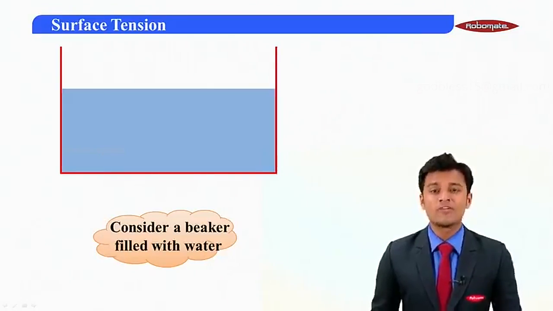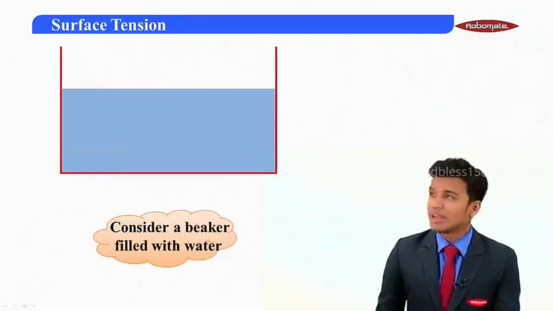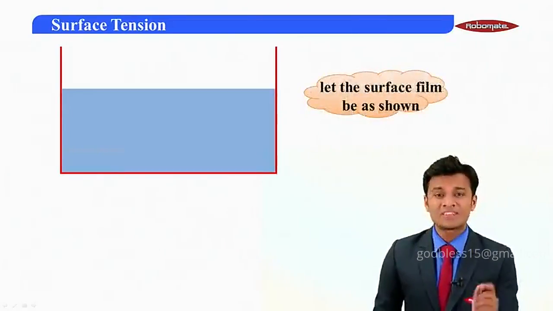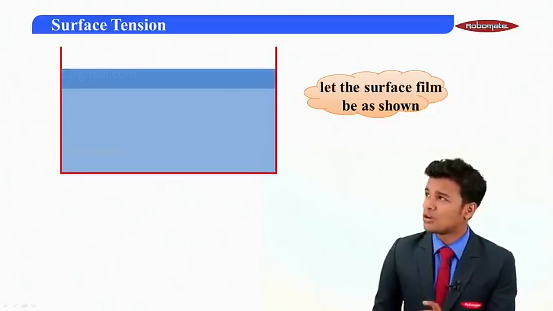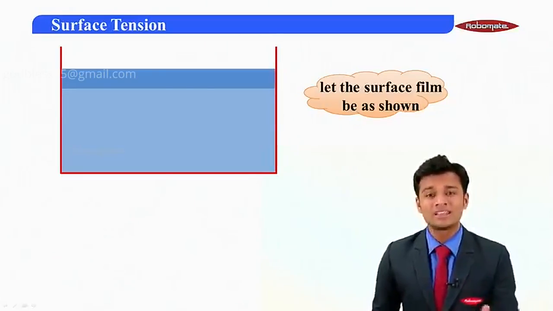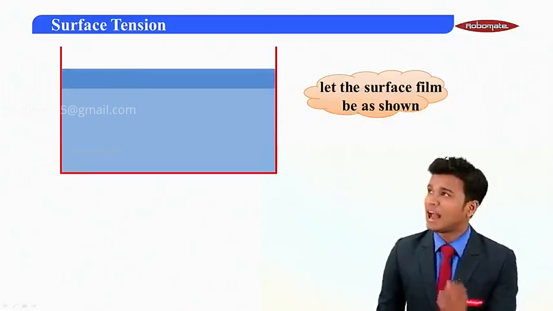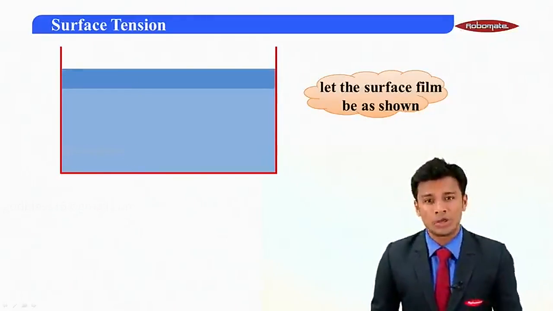film. So if I were to show you the surface film in this diagram, the surface will be something as shown. Class, in the diagram if you observe, the dark blue color is nothing but your surface film and the light blue color is the normal liquid.